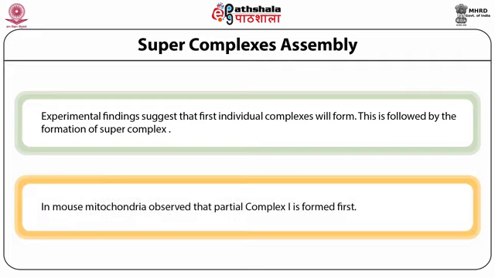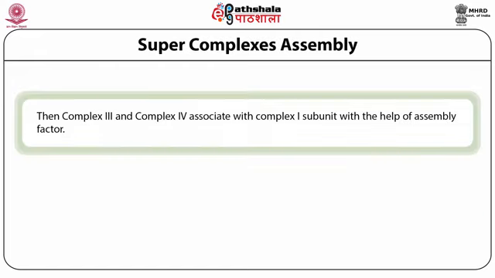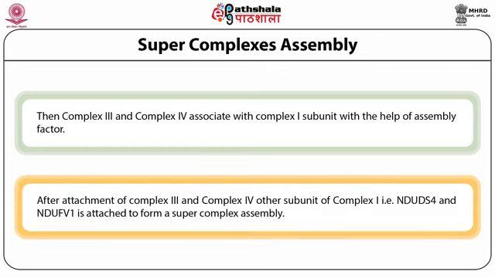formation. In mouse mitochondria, it is observed that partial complex 1 is formed first. The size of that complex is 830 kilodalton. Then complex 3 and complex 4 associate with the complex 1 subunit with the help of assembly factors. After attachment of complex 3 and complex 4, other subunits of complex 1, that is NDUFS4 and NDUFV1, are attached to form the supercomplex assembly. This indicates that supercomplex assembly precedes the assembly of individual complex formation.